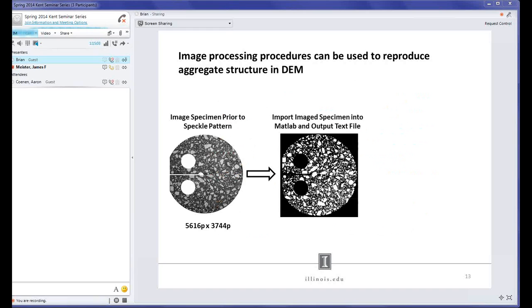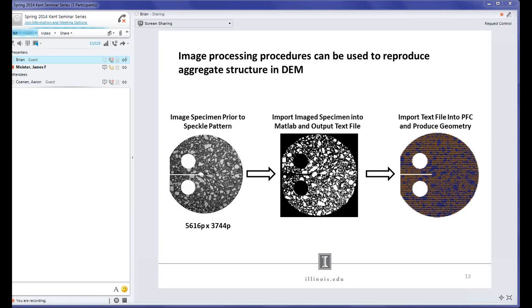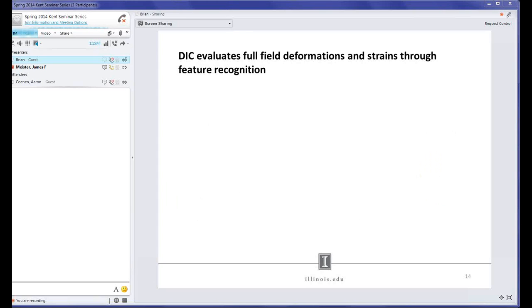I do want to point out before I go any further that we only used Particle Flow Code. I know there are other discrete element modeling softwares out there, and that Professor Tutumler's group uses different ones, but we focused on PFC 2D. We're trying to eventually go to PFC 3D, but that will be something in the future. Once we get the output image, we can create a text file that can be read in the PFC program, and it can easily output the geometry, whether it be mastic or aggregate. In this case, I made it origin blue.